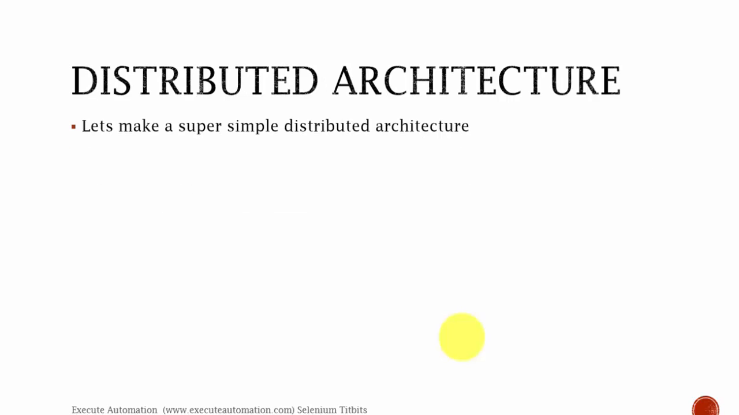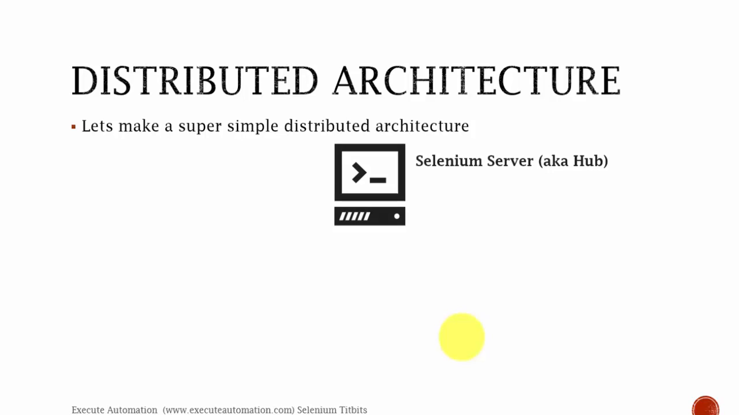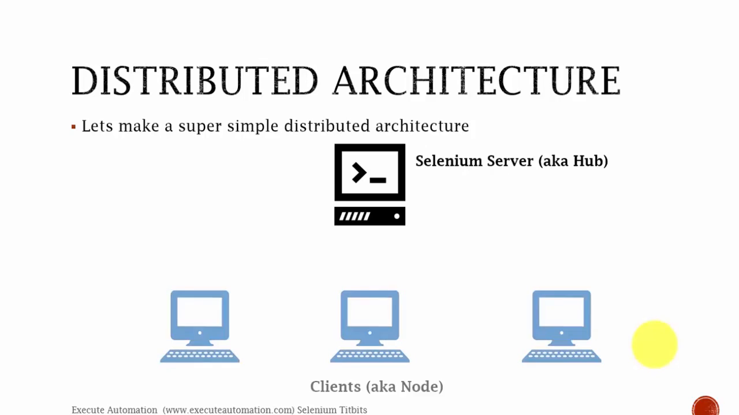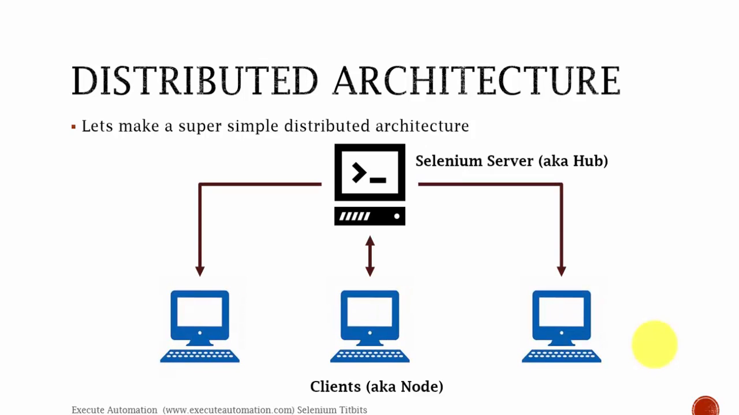So distributed architecture, and that is pretty important. And we're going to make a super simple distributed architecture here, and I'm going to demonstrate how a Selenium Grid architecture looks. Basically, the distributed architecture of Selenium Grid looks something like this. We will have a Selenium server and we will have a set of nodes, and these are nothing but our clients. These nodes will try to register with the Selenium server, which is nothing but the hub. So a node registers with the Selenium server, which is the hub, right?